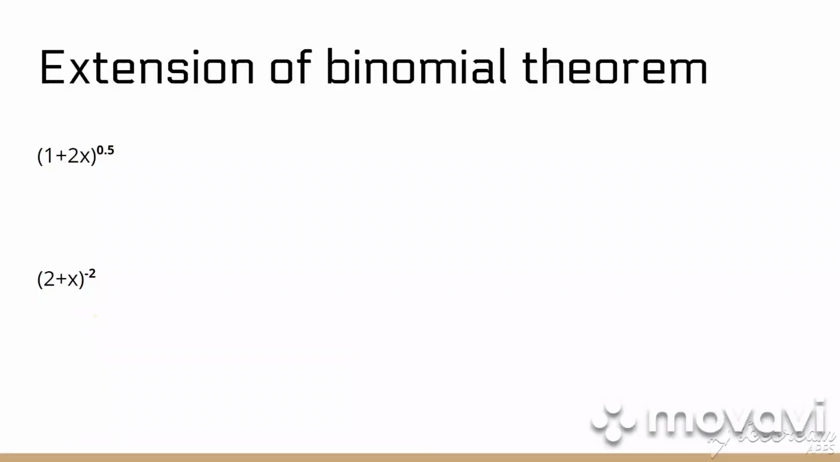So I'll count to 5, but if you want more time, you can just click the pause button. 1, 2, 3, 4, 5, and let's get back to the problem. So the first problem is 1 plus 2x to the power of 0.5. In this case, we have n as 0.5 and x as 2x. So we can use the formula 1 plus x to the power of n.